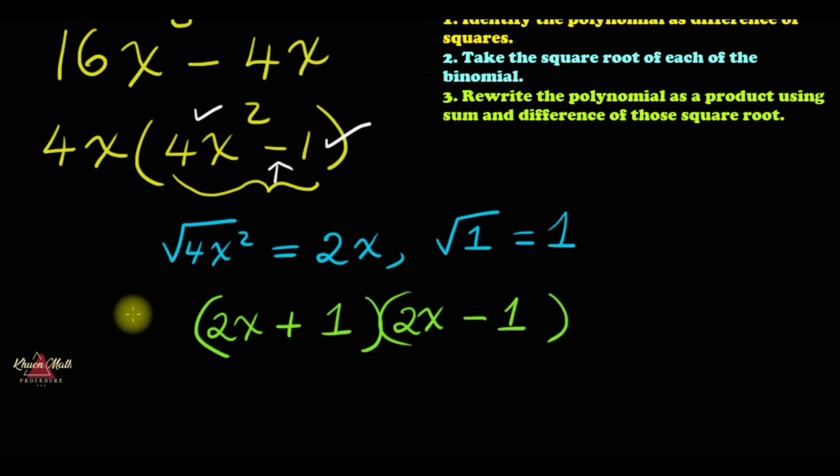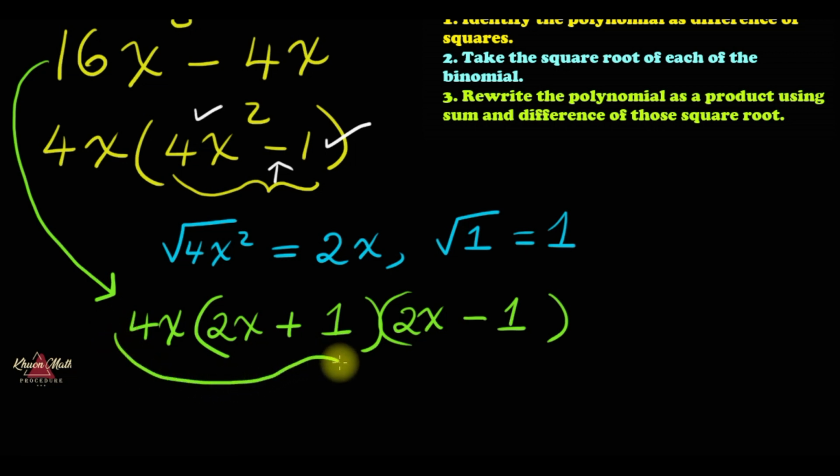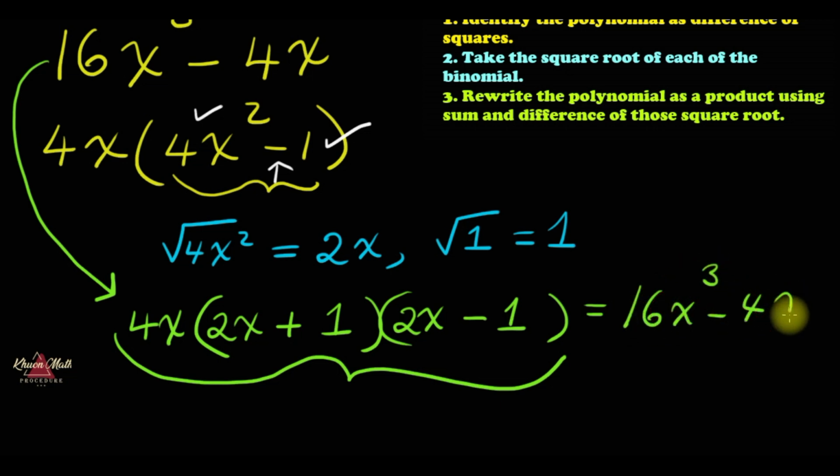And then we bring down the 4x as the greatest common factor. So if we factor 16x cubed minus 4x, we get 4x times 2x plus 1 times 2x minus 1. And then if we were to multiply this, it comes back to 16x cubed, take away 4x.